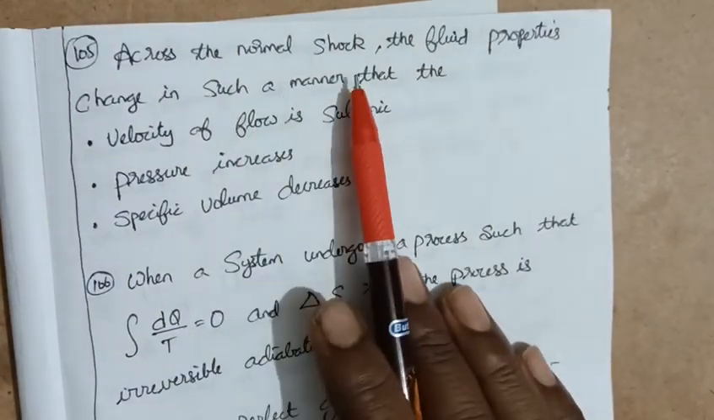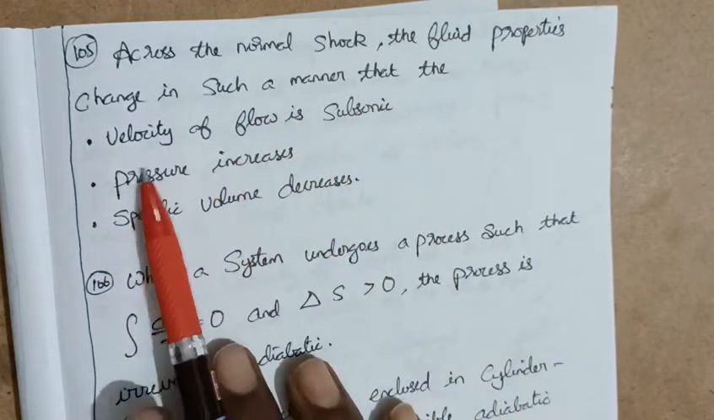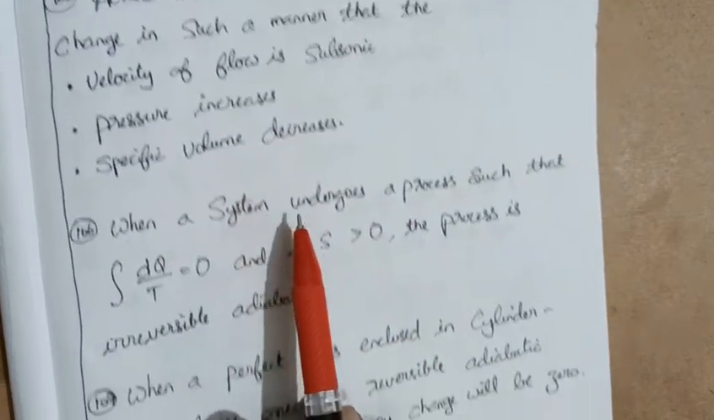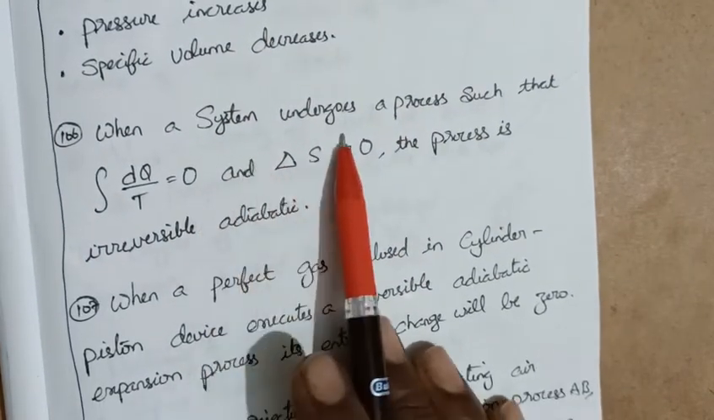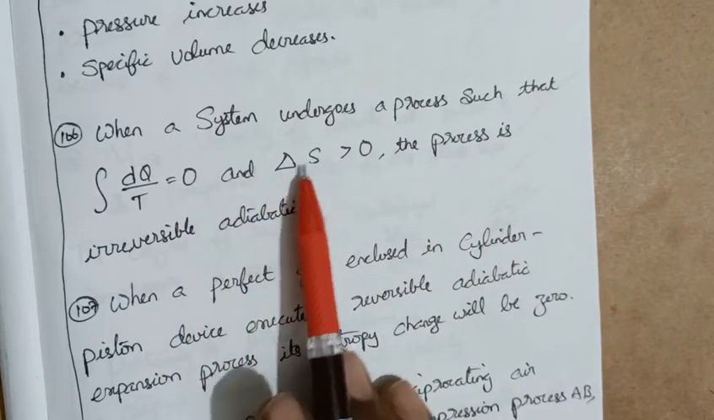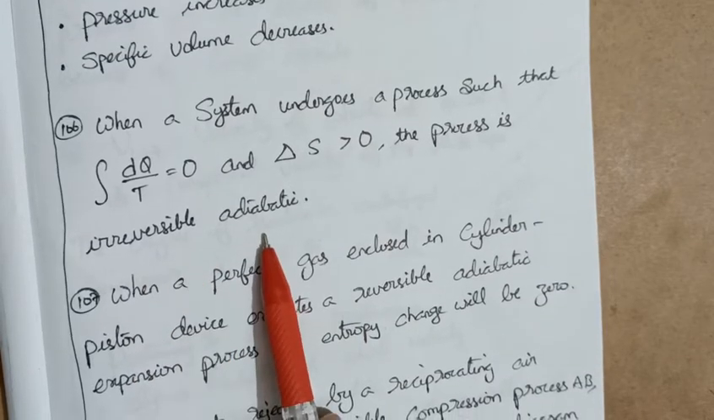Across the normal shock, the fluid properties change in such a manner that the velocity of flow is subsonic, pressure increases, specific volume decreases. When a system undergoes a process such that integral dQ by T is equal to 0 and delta S is greater than 0, the process is irreversible adiabatic.